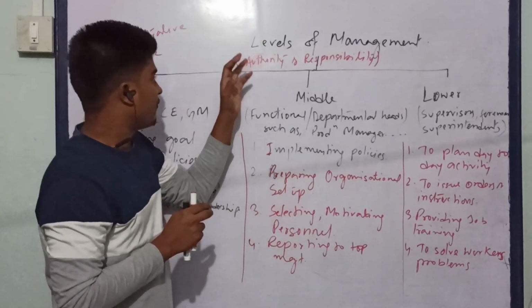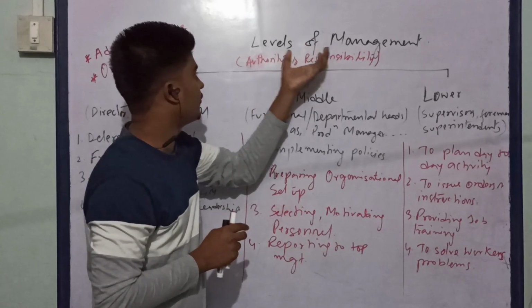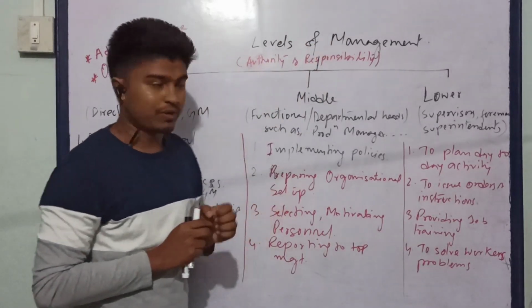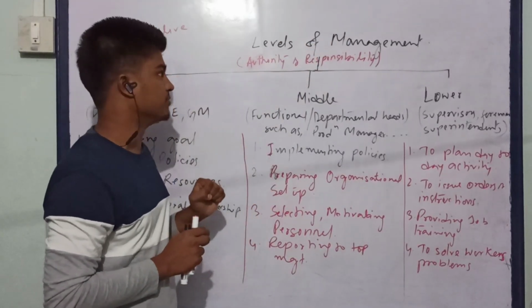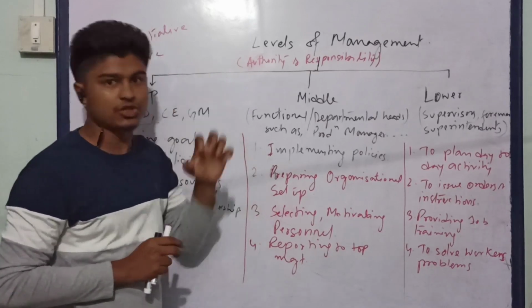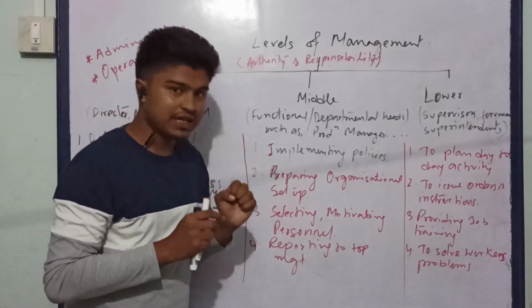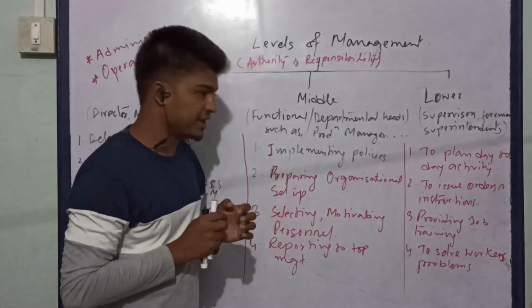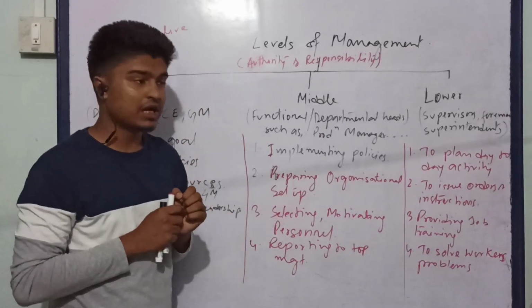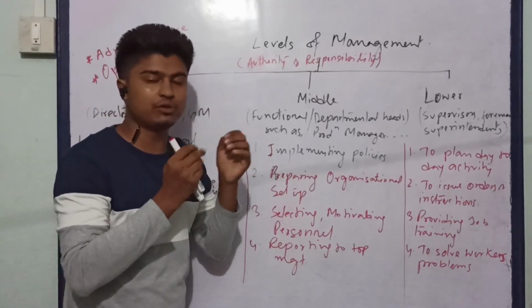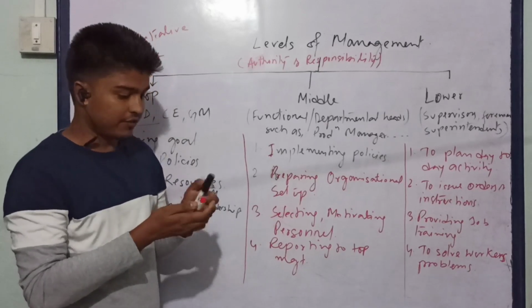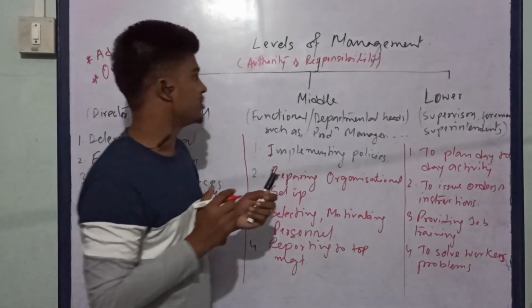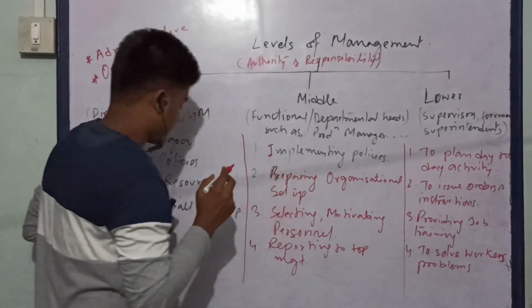Here see, first you have to know the meaning of levels of management. What is the meaning of levels of management? See, level means there is a sequence. In an organization, when we talk about levels of management, that means we are talking about the organizational setup of a particular organization. Suppose if I cite one example of levels of management, you will understand better.